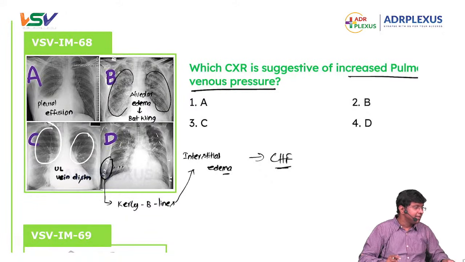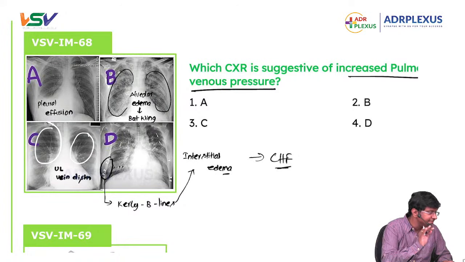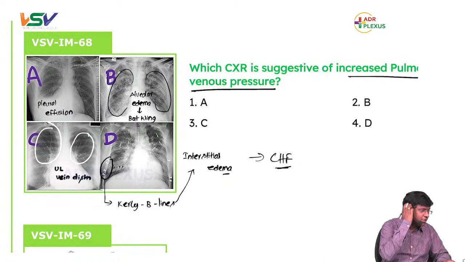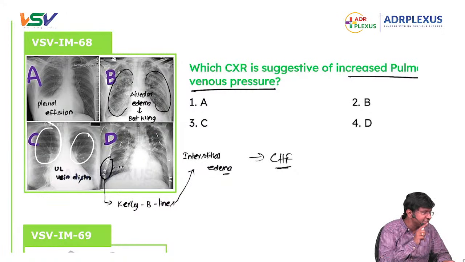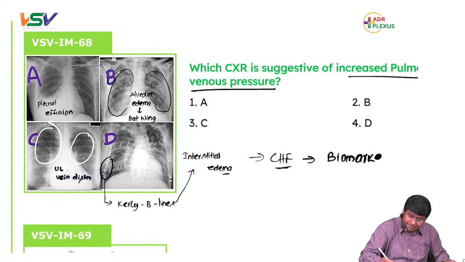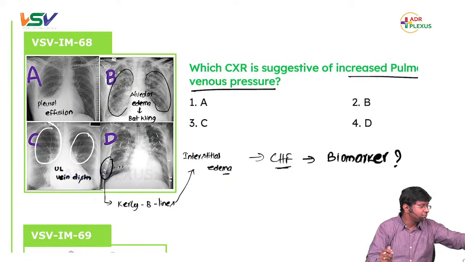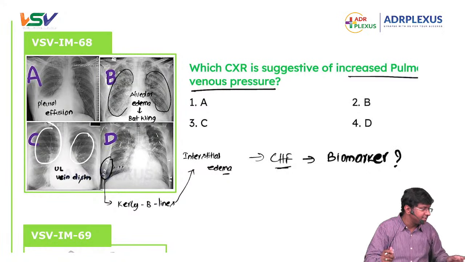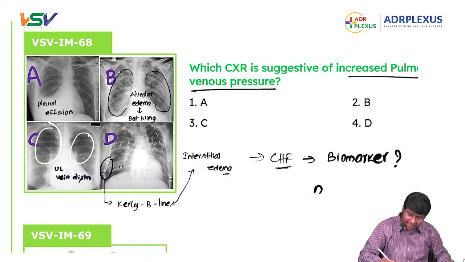Okay, and in congestive heart failure, what is the best method of diagnosis? One is your 2D echo. So 2D echo will tell you whether the ejection fraction is normal or whether the ejection fraction is reduced. But what is the most sensitive biomarker for congestive heart failure? Yes, that will be your NT-proBNP.